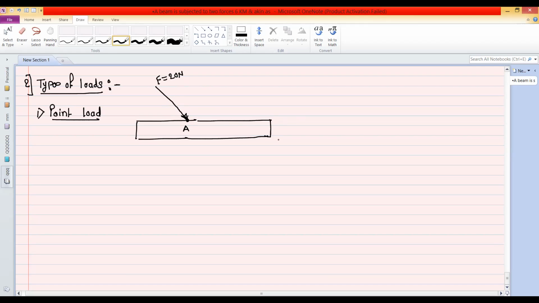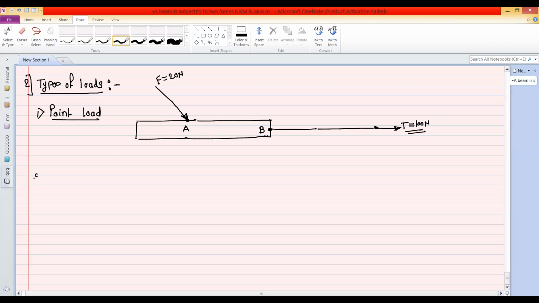Suppose we try to pull this object by connecting one cable. So this is the cable, okay? And we are applying a force that is called a tension force of 100 Newton. So this tension force of 100 Newton will pass through this cable and it will act on this object at this point. So tension 100 Newton is concentrated at the point B. So this is called a point load.